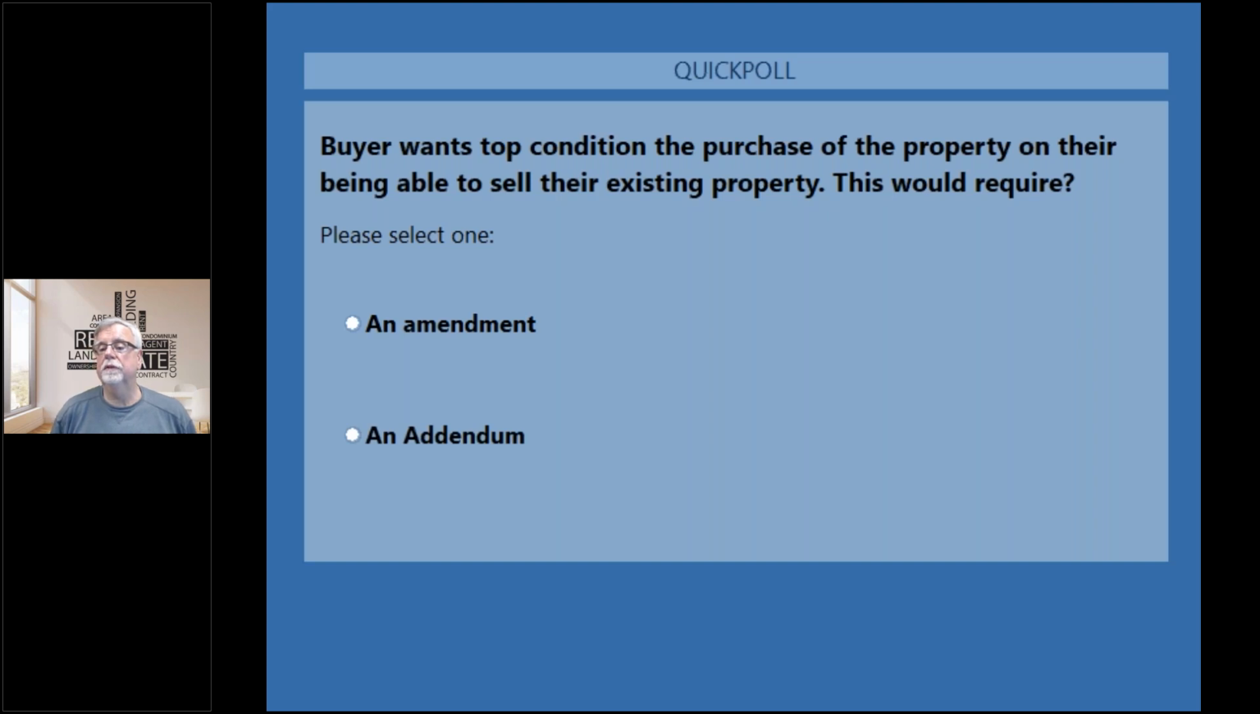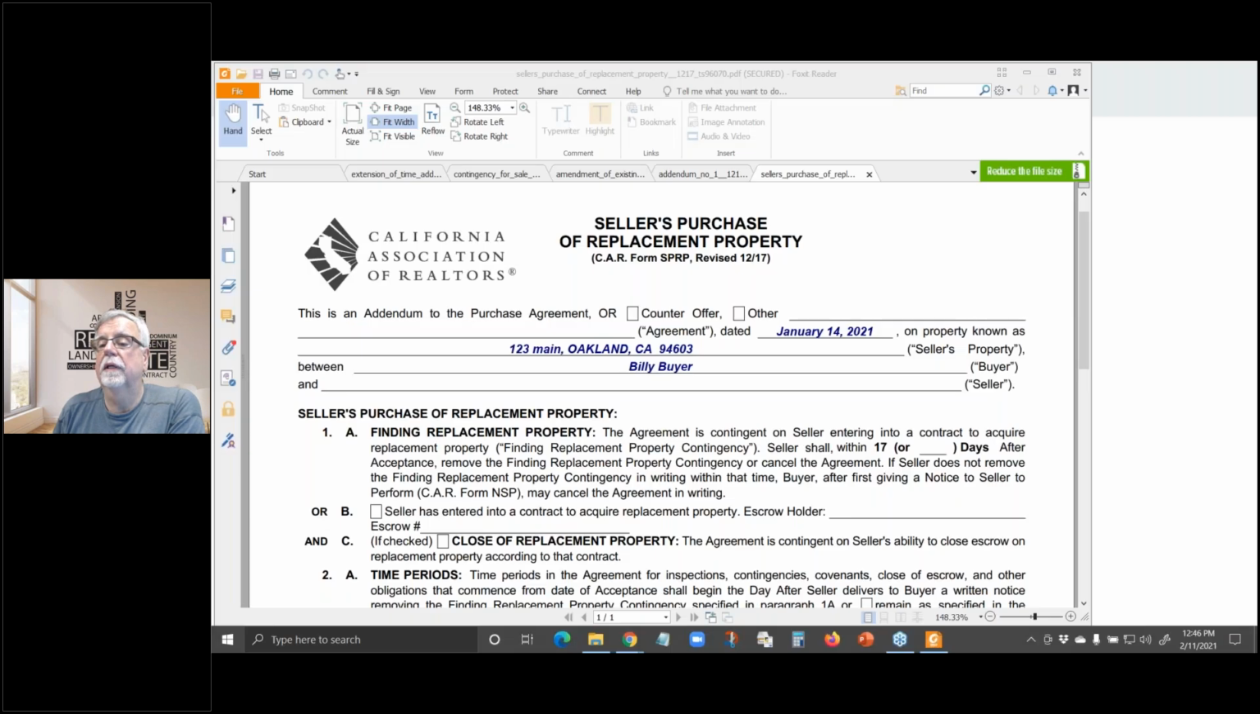And boy, well, you guys are getting good at this. Again, the issue is if you're doing it at the time that you're writing the offer, it's an addendum. If you're doing it later, we typically call it an amendment, right? But it's an addendum at this point. And how many more of these do I have? Only 18 more. How about that?